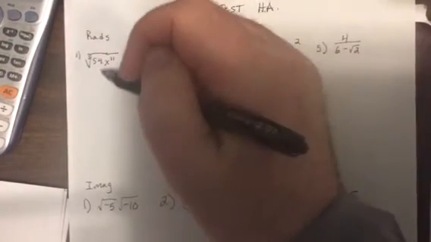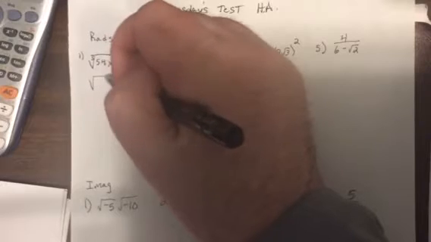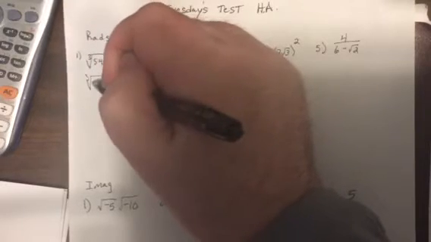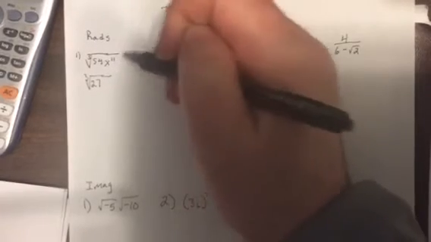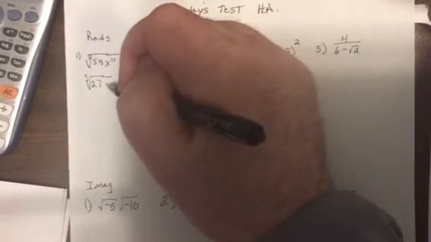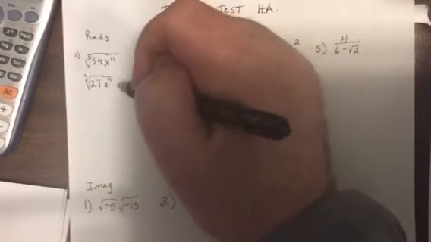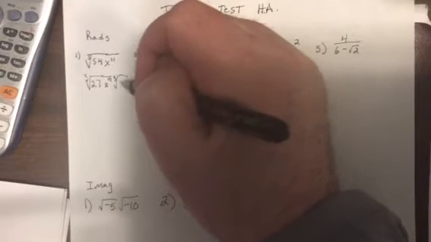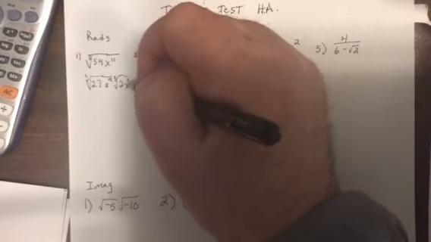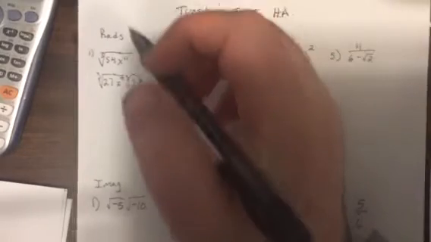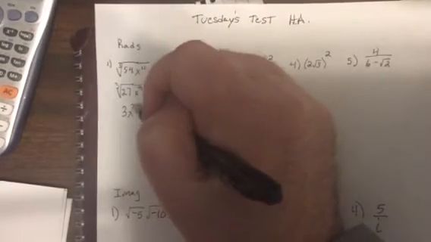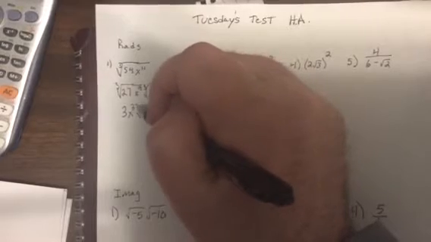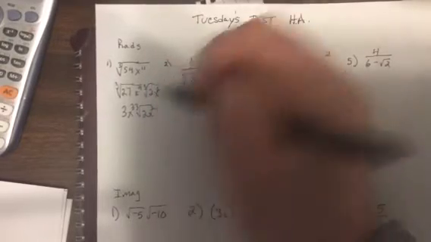Okay, I'm glad you're done. Okay, we're going to break this up to the cube root of 27, because 27 is 3 cubed, and x to the 9th, because 9 is divisible by 3. And that'd be cube root of 2x squared. Can't do anything with that because it's not a perfect cube. Then let's see, this would be 3x cubed, cube root of 2x squared.